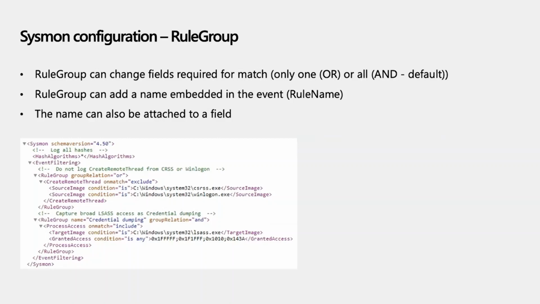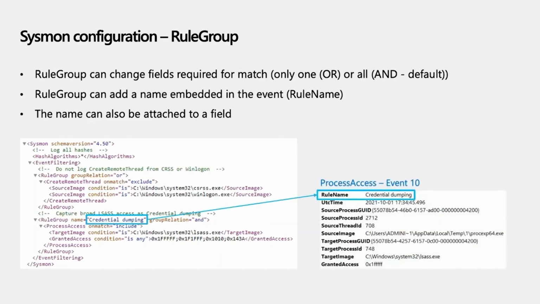I set a rule group for credential dumping, and if it matches, then the event that will be generated, the process access event, will have a rule name field with credential dumping. When you collect that event, you can basically know that that's linked to that specific rule that was matched. That's very useful when you're doing hunting and you're trying to pinpoint very specific techniques, so you don't have to remember why you set up that event in the first place.